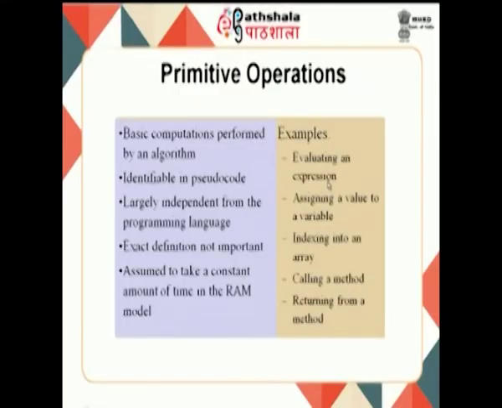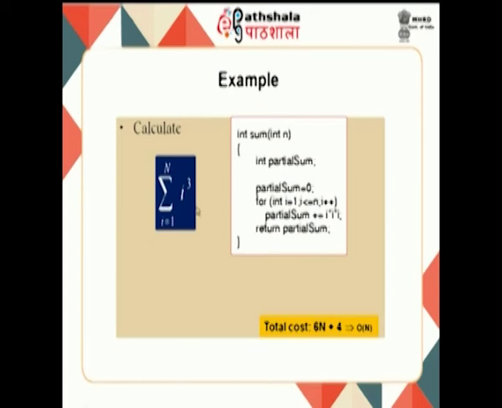So, what are the primitive operations that we can consider? Everything is considered a primitive operation: evaluating an expression, assigning a value, indexing into an array, calling a method, returning from a method. All these are assumed to be primitive operations. Please note, we are assuming that it need not necessarily take that much amount of time.